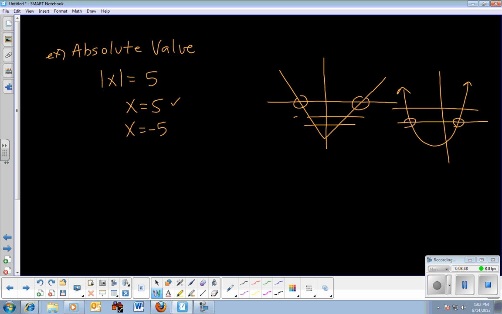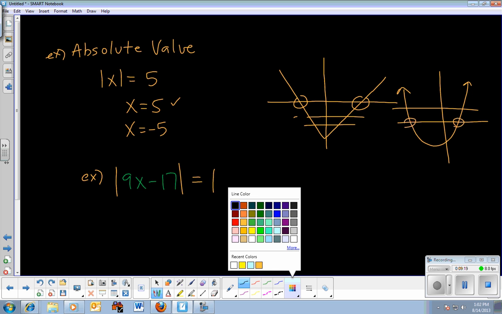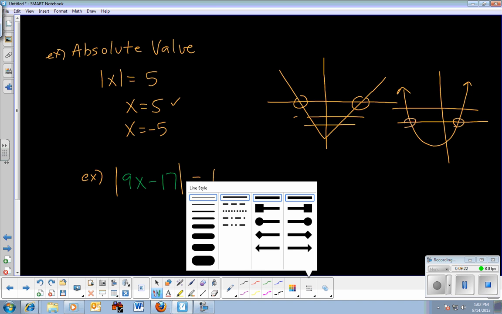Okay, so what about the absolute value of 9x minus 17 equals 1? So think about this. What I like to do is ignore what's inside the absolute value symbols and just think, whatever that is, if its absolute value is 1, then this is going to be true. So one of 2 things can be happening. Everything in there can either be 1 or -1.